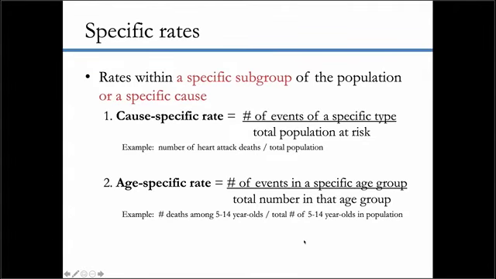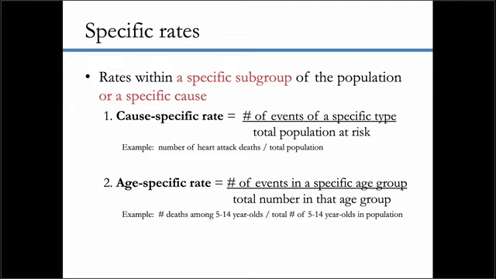So then the next type of rates that we're going to talk about are specific rates. Specific rates are rates within a specific subgroup of the population or from a specific cause. So for example, our cause-specific rate is the number of events of a specific type over the total population that's at risk for that particular event happening. So we can look at the heart attack specific rate, where we can look at the number of heart attack deaths in the population over the total population, because theoretically speaking, anybody in our population, regardless of age, is at risk of dying from a heart attack.